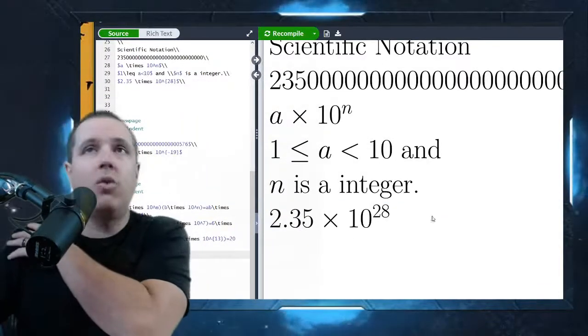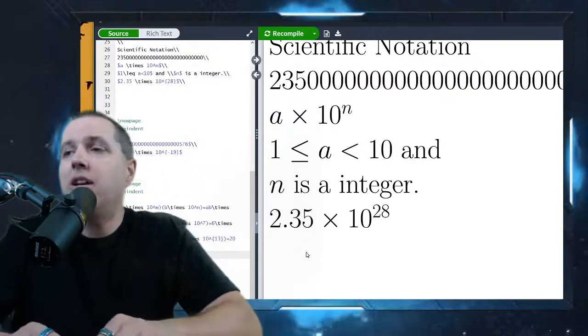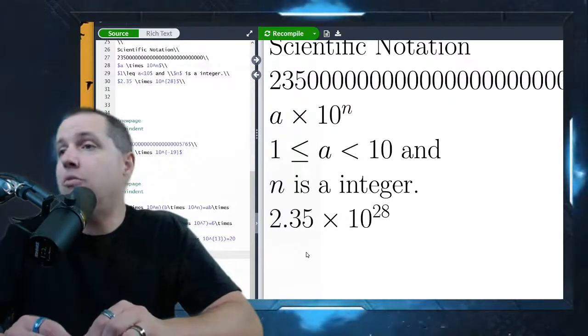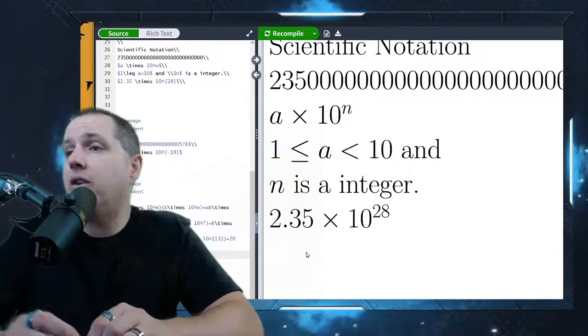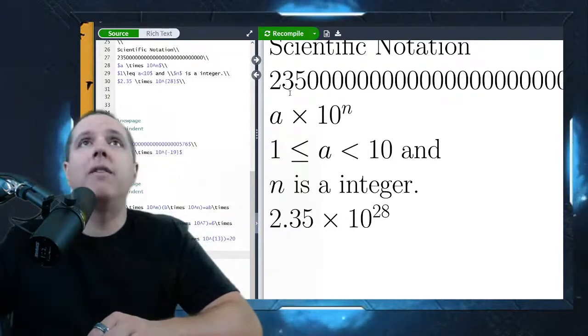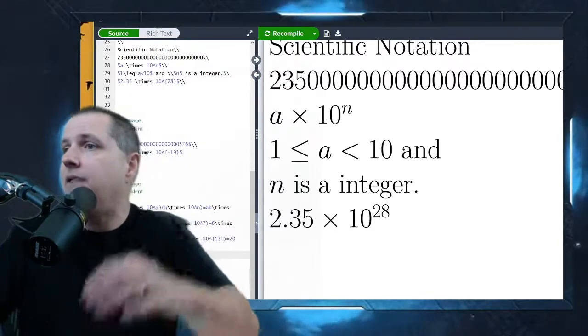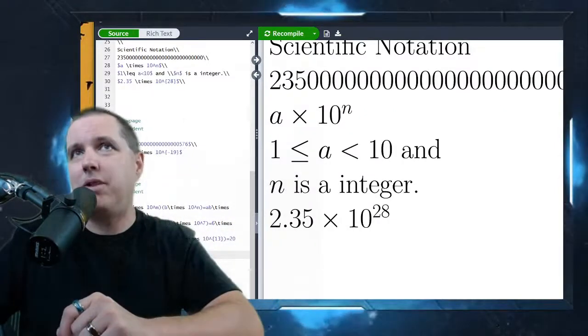2.35 times 10 to the 28. Just ask yourself, if I start with 2.35 and I start multiplying it by powers of 10, should my number get bigger or smaller? Well, if I'm multiplying by powers of 10, my number should get bigger. And that would inform you, oh, okay, so I should be moving the decimal place to the right because that makes it bigger. That's that intermediate step that people like to skip, but I also see it cost people a lot of points.